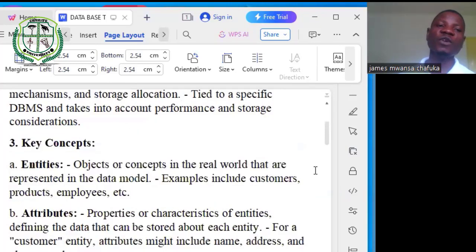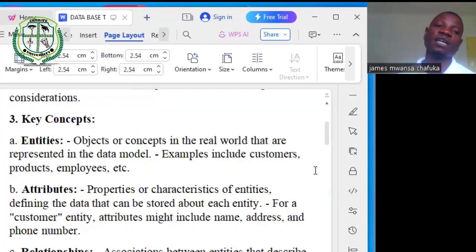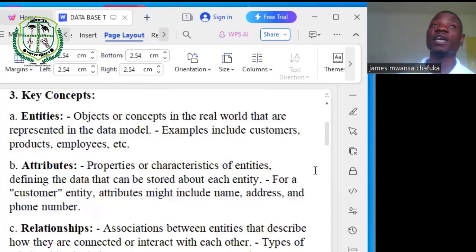Okay. And then we also have the key concepts. Under the key concepts, we have entities, we have attributes, we have relationships, we have constraints.